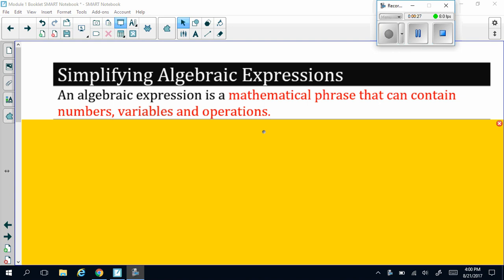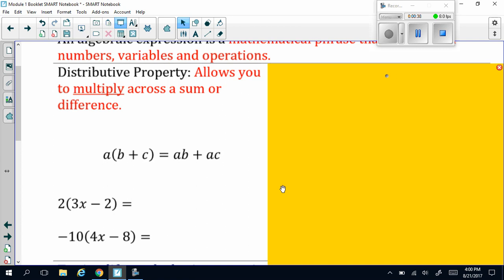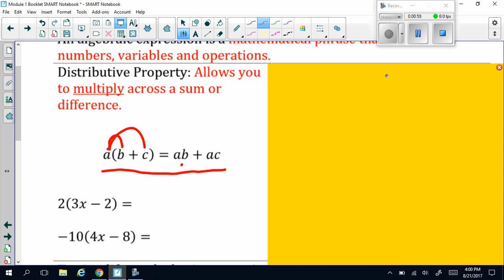The way that we simplify our algebraic expressions is using two different properties. One is the distributive property, and then combining like terms, which is not really a property. So first let's talk about the distributive property. It allows you to multiply across a sum or a difference. So you've probably seen it written like this, and you do A times B plus A times C. That's the distributive property. So let's use it here on these two examples.